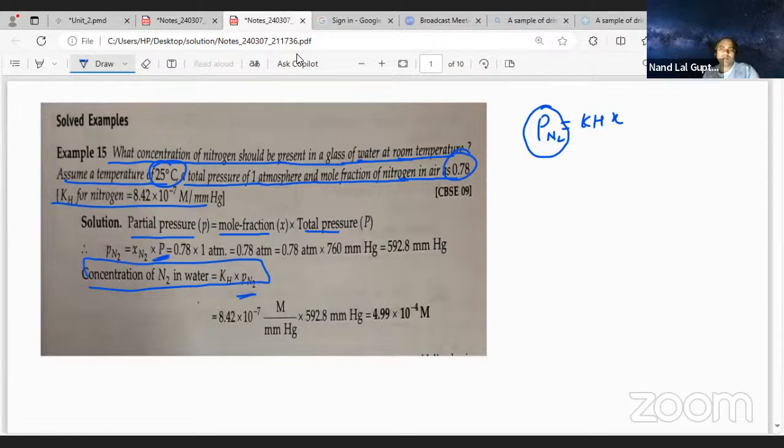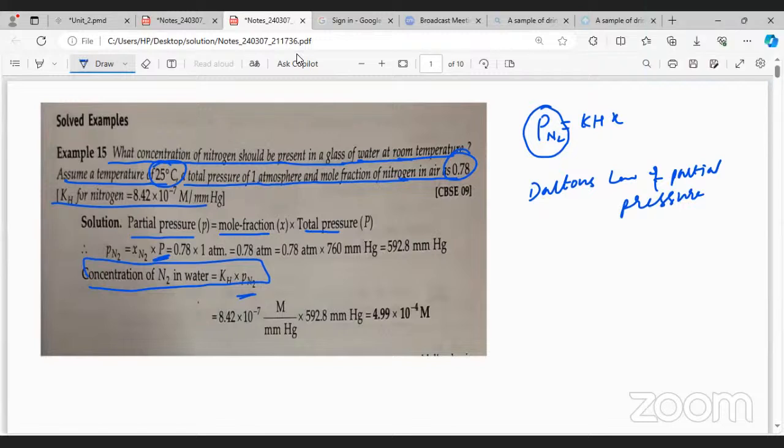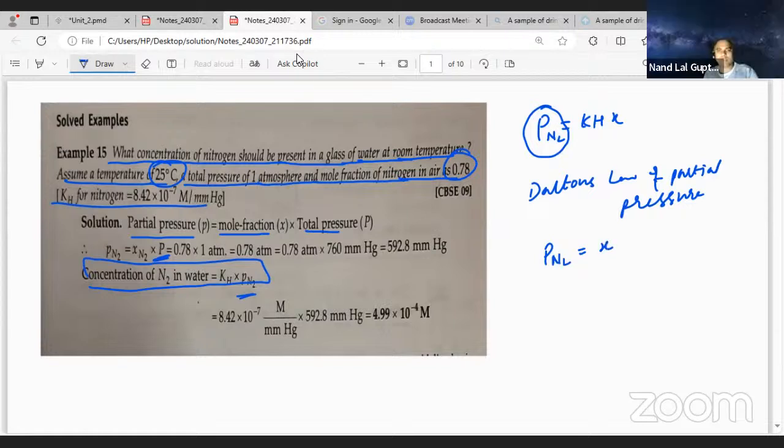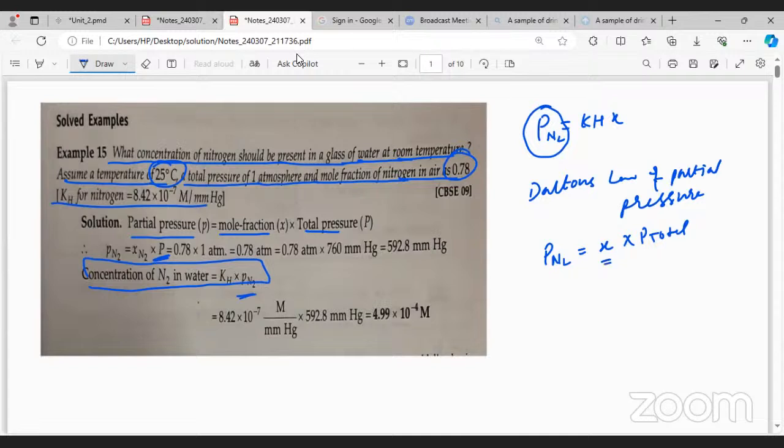P total. Do you know this? Dalton's law of partial pressure. Have you heard about this? Partial pressure. Have you read this one? The concentration of nitrogen: PN2 is equal to X into P total. So it is 0.78 into 1 atm.